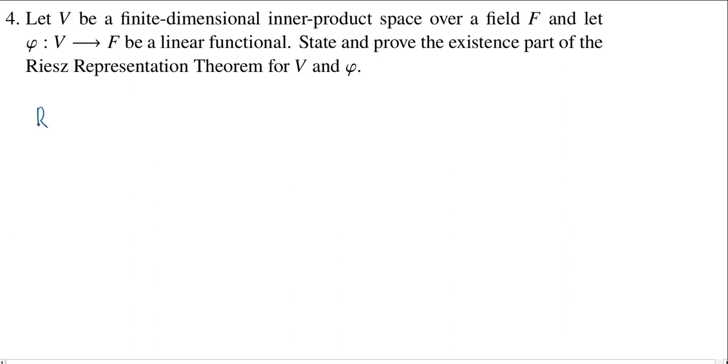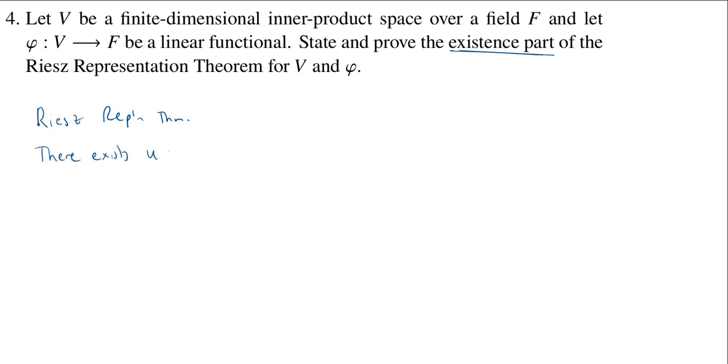At least the existence part, right? Of course, there's a uniqueness portion, but we'll just write the existence portion. So the Riesz representation theorem is going to tell us that there exists some particular element u in V such that for all v in V, if we apply phi to v, it's actually the same thing as taking the inner product of v with this particular element u, or I think in class we called it u sub phi.